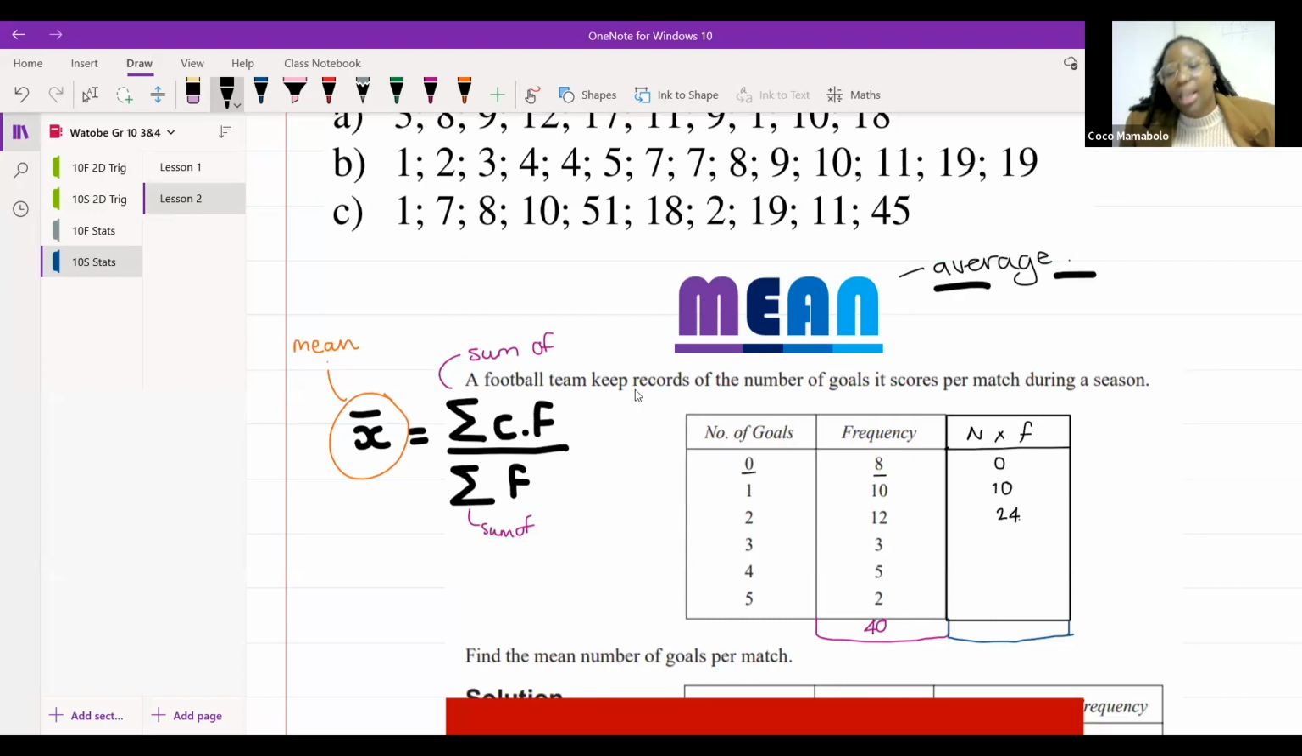24. Excellent. In 3 games we scored 3 goals, so we scored 9. And in 5 games we scored 4 goals, so we scored 20 goals. And in 2 games we scored 5 goals, so we scored 10 goals. Then we're going to add up the cumulative frequency. Add it up for me, guys. How many goals did we score altogether?